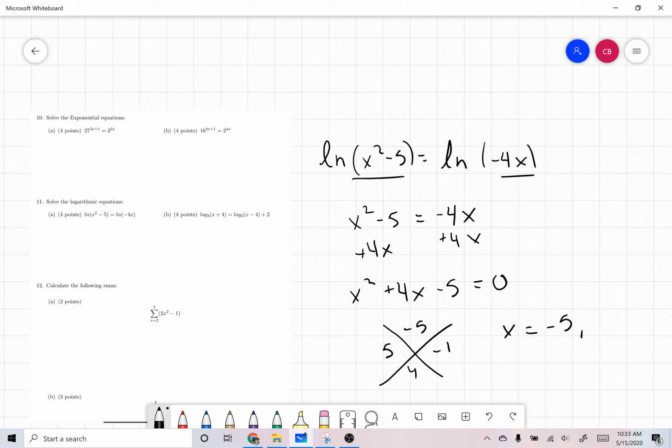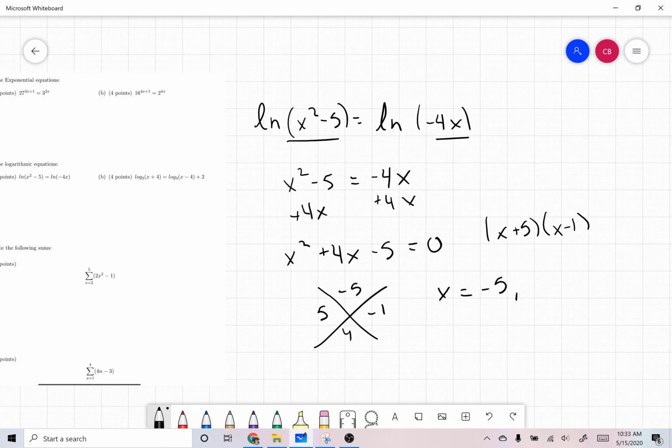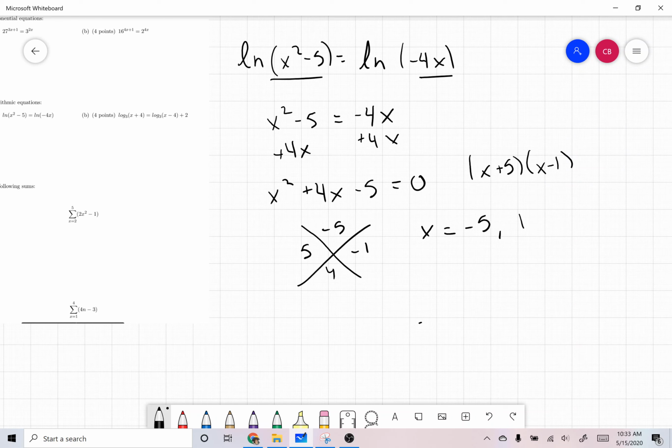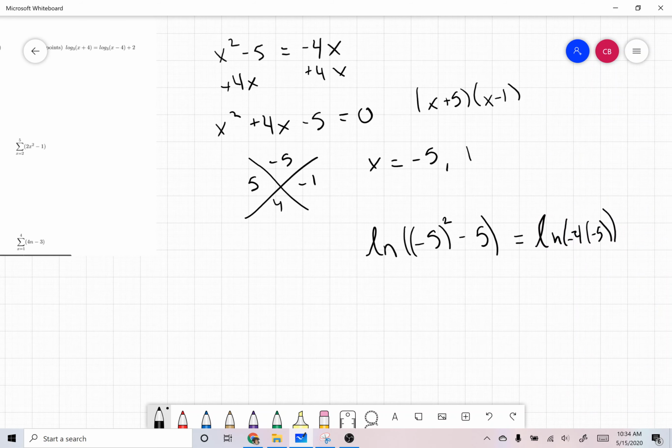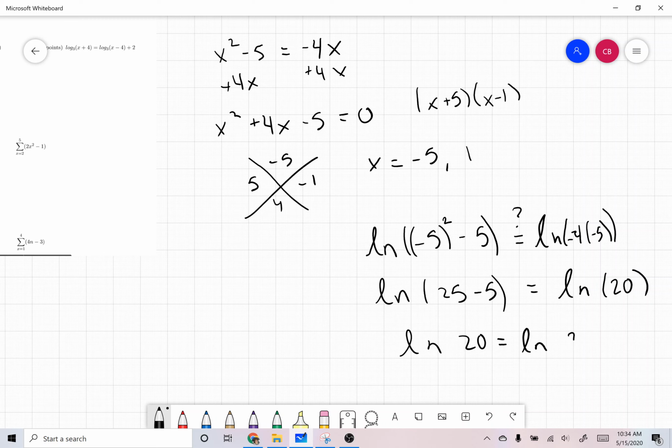Sorry, this is x plus 5, x minus 1. Okay, with that being said, negative 5 and 1. Okay, so now we check it. So we have ln of negative 5 squared minus 5 is equal to ln of negative 4 times negative 5. Well, this is ln of 25. We don't know if this is true, so we're checking it. This is going to be 25 minus 5 is equal to ln 20, which is ln 20 is equal to ln 20.